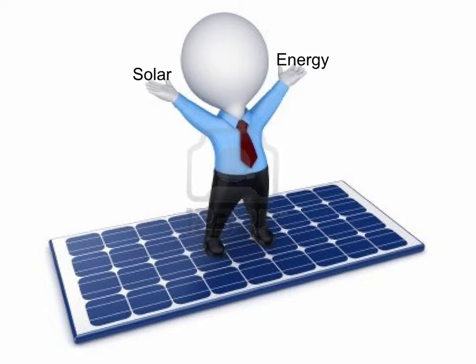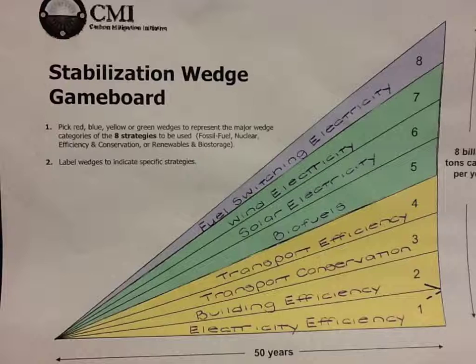Our group's topic was solar energy. This is our stabilization wedge game board. The following 8 topics are strategies that you can do to cut carbon.